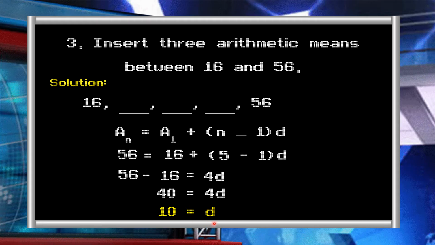So, if our common difference is 10, we just add that to 16 to get the next term. That would be 16 plus 10, which is 26. Plus 10 again, we have 36. And then another 10, we have 46. So, if we check, when we add 10, it should be 56, which is correct.